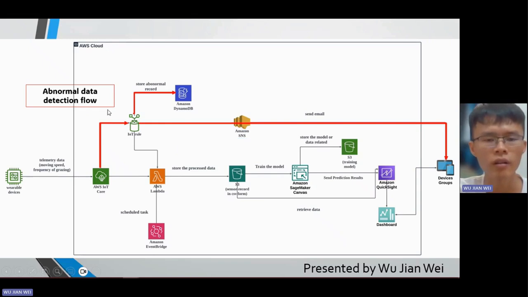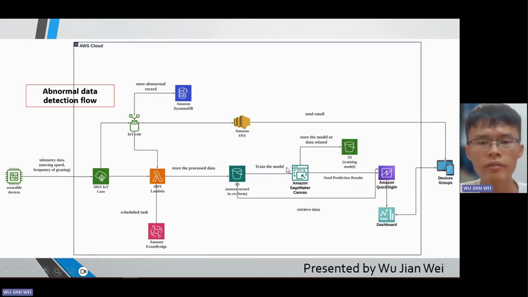Now we look at the first flow. An IoT rule checks incoming messages for anomalies, also known as unhealthy livestock records. If an anomaly is detected, the IoT rule will route it to DynamoDB for persistent storage and also route it to Amazon SNS to notify relevant stakeholders by sending an email.